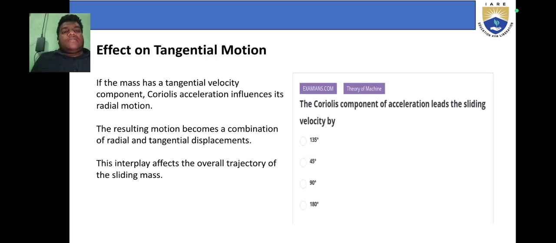Effect on tangential motion. If the mass has a tangential velocity component, Coriolis acceleration influences radial motion. The resulting motion becomes a combination of radial and tangential displacement. The interplay affects the overall trajectory of the sliding mass.